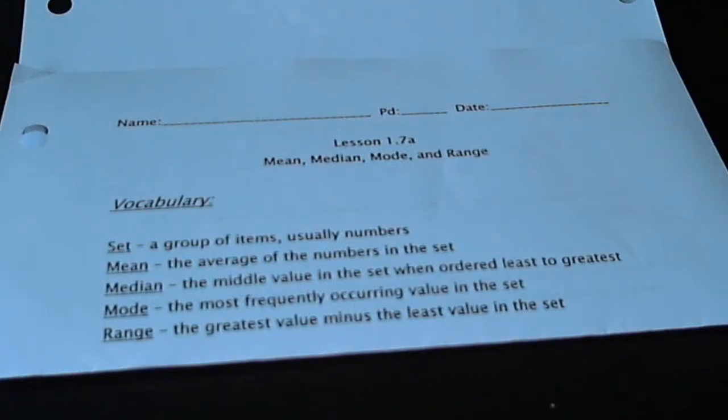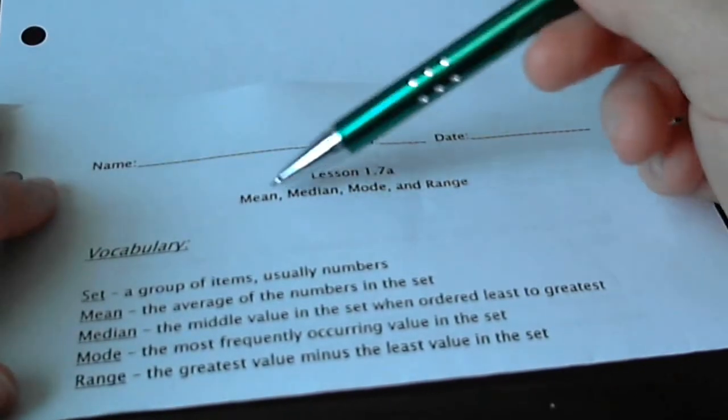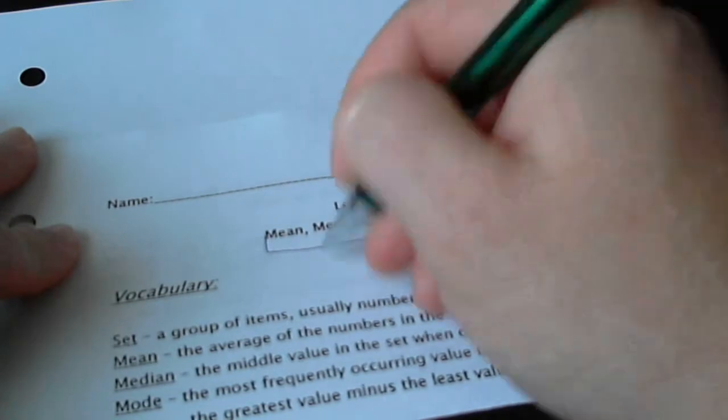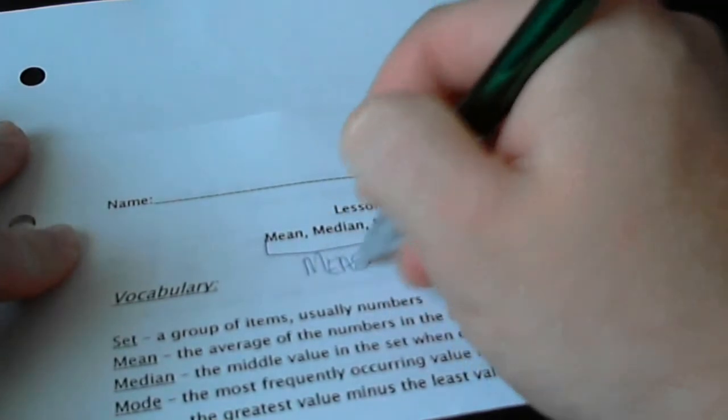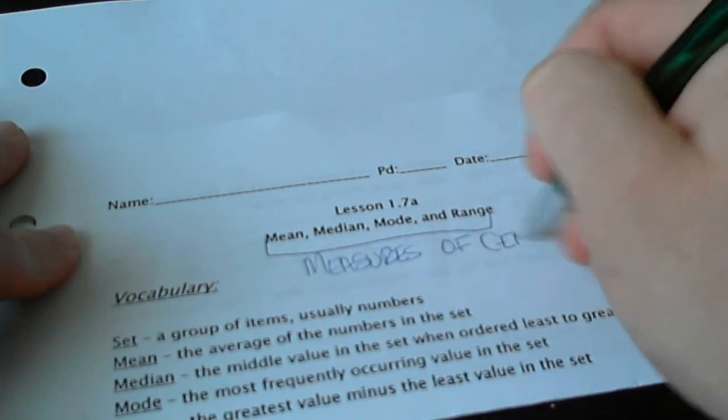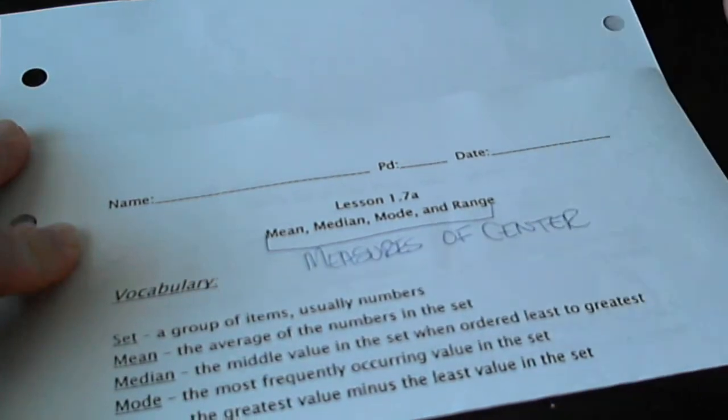We're here for the supplemental lesson, the 1.7. It's a quick lesson on mean, median, mode, and range. These are all four of these are also called measures of center.